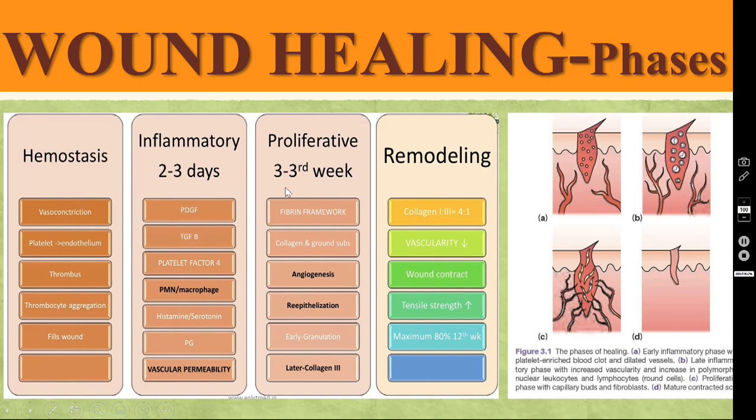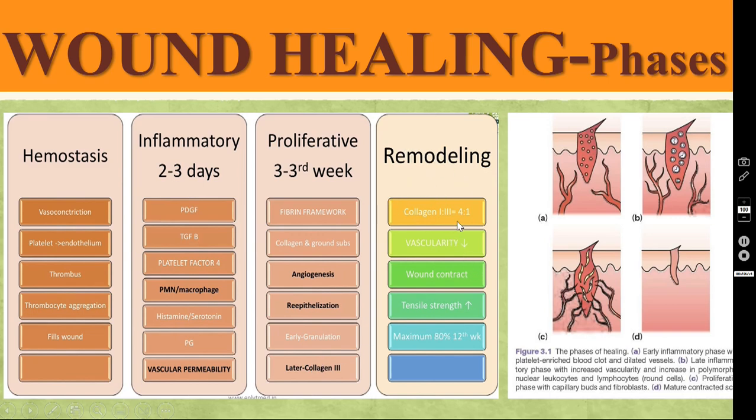Then from the third day to the third week, it is the proliferative phase, where the collagen will be secreted now. The collagen 3 and the ground substance also will be secreted by the fibroblast, and new angiogenesis also takes place in this phase, and re-epithelialization of the wound also occurs. This is the collagen 3 formation.